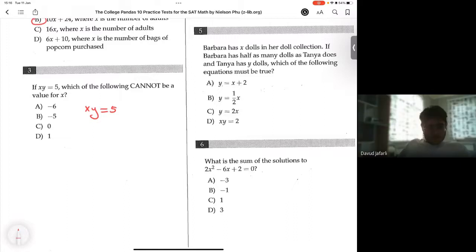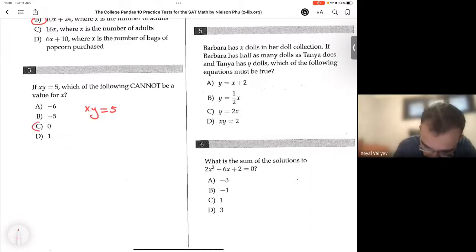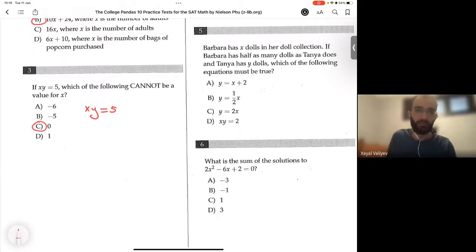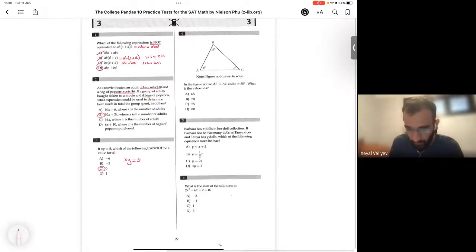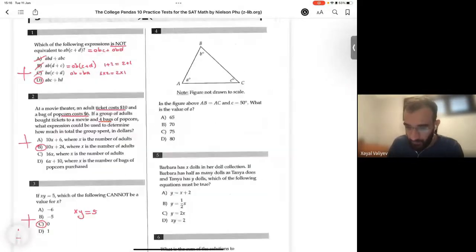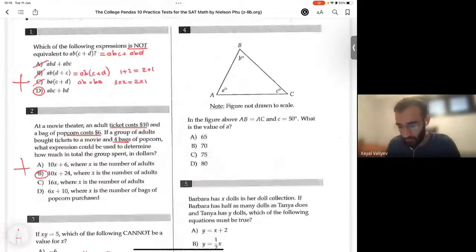0. Of course, 0 cannot be the value of x, because it doesn't matter whatever y is; if you multiply it by 0, you are going to have 0 as an answer. But xy is the positive integer 5. That means x cannot be 0. That's good. Three of them done.